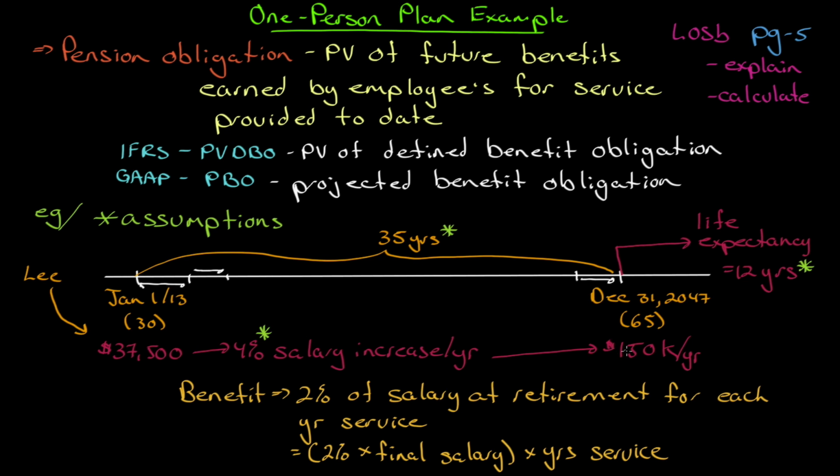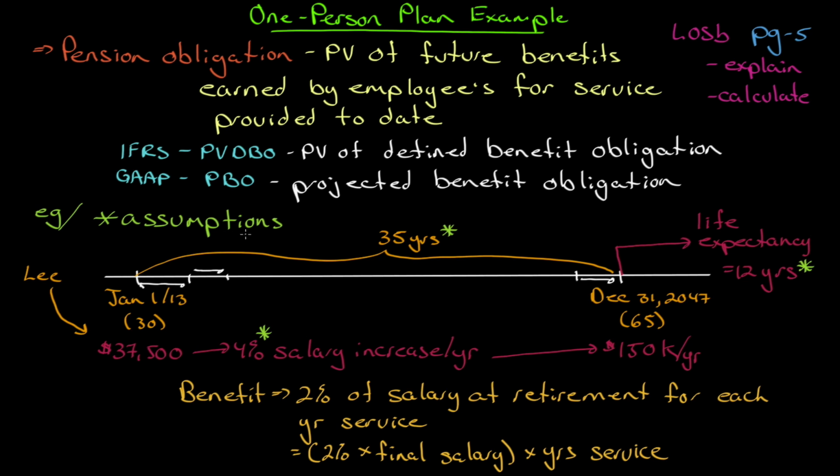So that's why we have to go all the way out, even though we don't know how long Lee will be working. That's another assumption that has to be made. So the benefit that we calculate, the 2% of salary at retirement for each year, is 2% of the final salary times the amount of years of service. Now, what I've done here to highlight to you how critical our assumptions are, is I've labeled some of our assumptions we're making in this simple model.